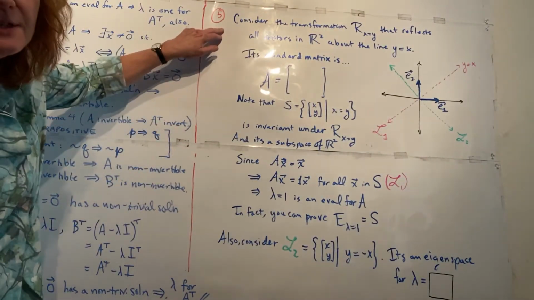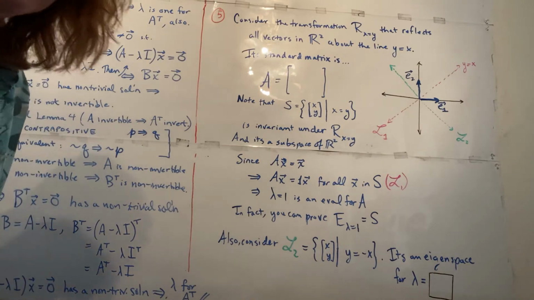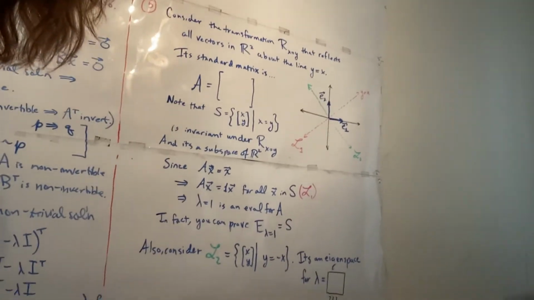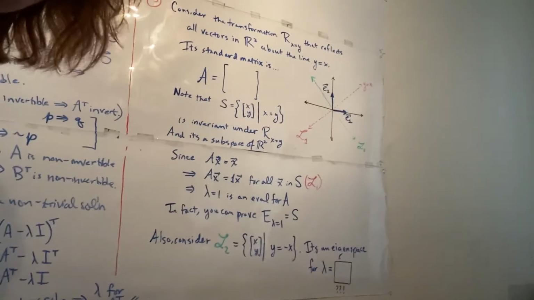So consider this transformation. I've got some glare going on. Let's see if I can move this. Yes, that should eliminate that glare there. Okay.